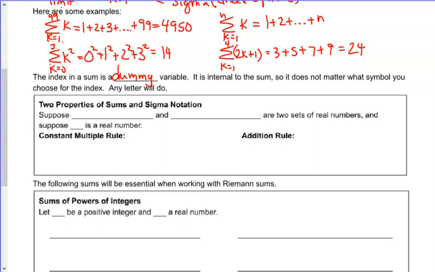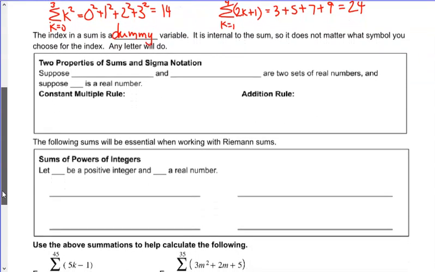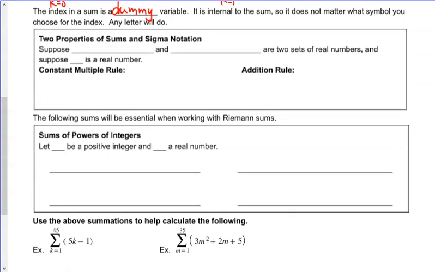All right, so there are some properties that I want to give you, and then we're going to work with a couple of summations to figure out what the actual sum is using these properties. So suppose that we have a set a sub 1, a sub 2, all the way to a sub n, and a set b sub 1, b sub 2, all the way to b sub n, are two sets of real numbers, and suppose that c is a real number.